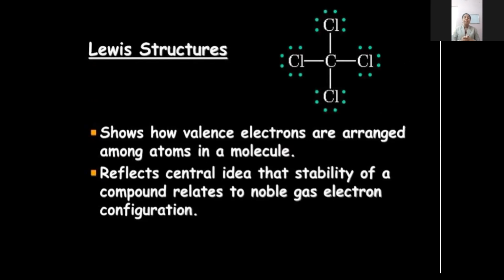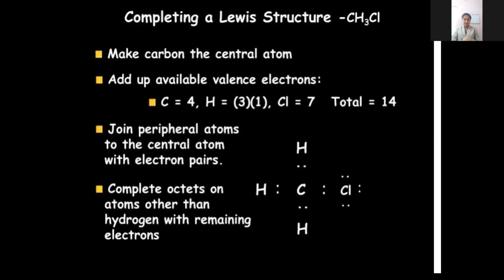Here you can see the Lewis structure of the CCl4 molecule, carbon tetrachloride. The valence electrons are arranged among the atoms in a molecule, and it reflects the idea that the stability of a compound relates to the noble gas electronic configuration. When completing a Lewis structure of CH3Cl, first of all, we make carbon the central atom. Then we add up the available valence electrons.